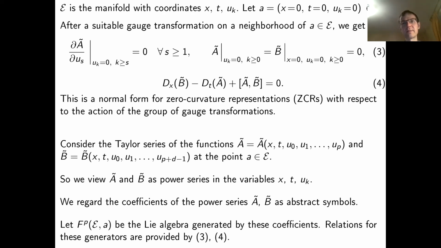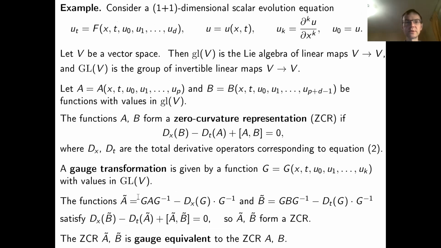to this action. So, right, everything is done on a neighborhood of a fixed point A of the manifold E. Let us, for simplicity, consider the point where all coordinates of the manifold are 0. Then the following fact is valid. We start with an arbitrary zero curvature representation AB.